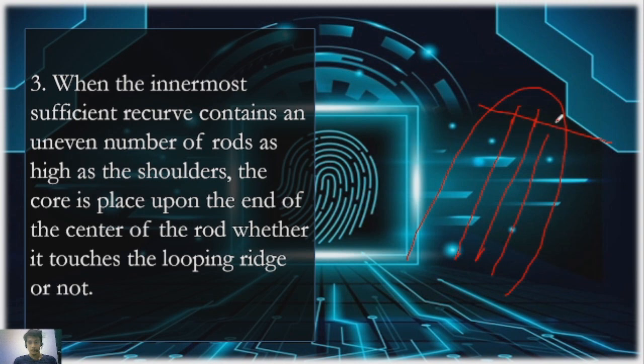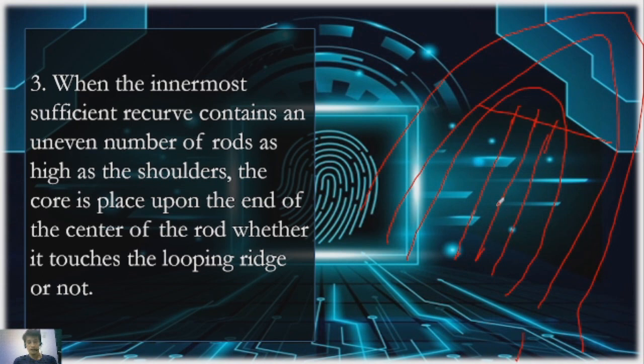Okay, let's say that is the illustration in here. And the core is placed upon the end of the center of the rod, whether it touches the looping ridge or not. Okay, so as on the rule, as we can see here, so let's say it's a loop pattern again. And with that, as you can see, there are 3 bars, or in other words, there are an uneven number of rods who were able to rise as high as the shoulder of the loop.